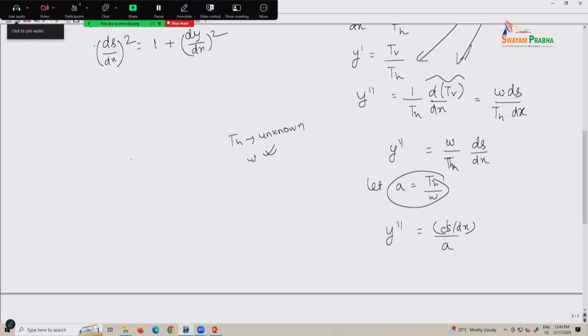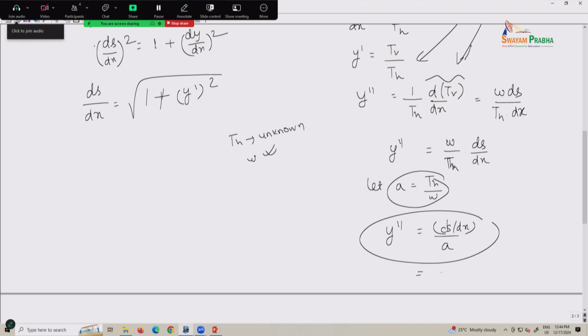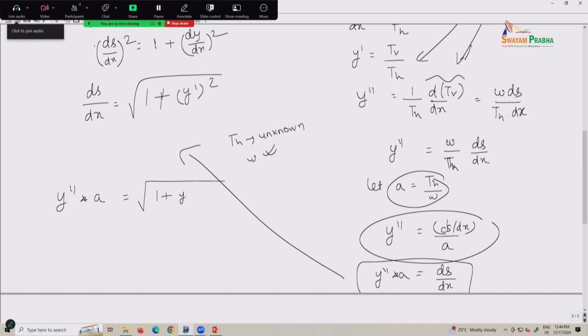So now let us try to see, you have something for y double dash and some relation here again. So ds by dx again you have. So this ds by dx you can write as root of 1 plus y dash whole square. Is it right? Yes, we can write. So you have ds by dx equal to y double dash into A. Is that correct, sir? So now can we combine these two things? Right? So now let us try to plug it here. So y double dash into A equal to root of 1 plus y dash whole square, right?